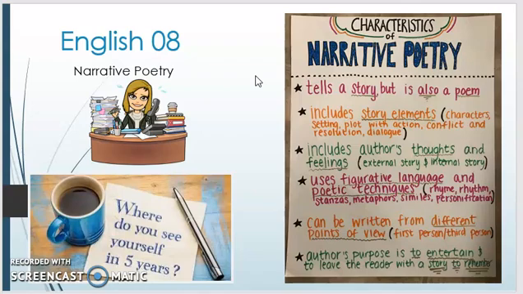We want to include the author's thoughts and feelings and use figurative language and poetic techniques. So we've talked about rhyme, rhythm, stanzas, metaphors, similes, personification, and so on. We talked about those a lot in the first semester. And you can choose different points of view. It could be first person or third. And a lot of times the purpose is to entertain and to leave them with a story to remember.